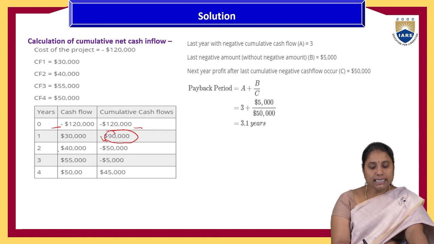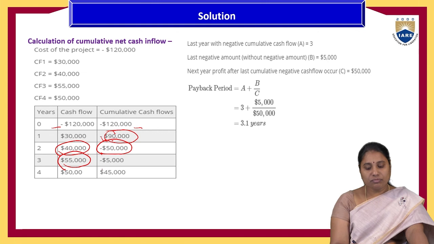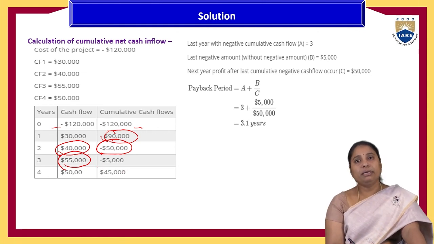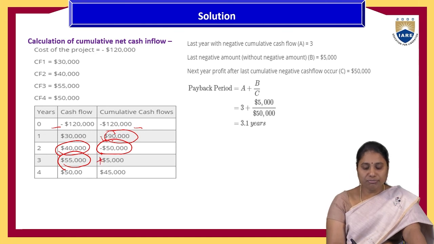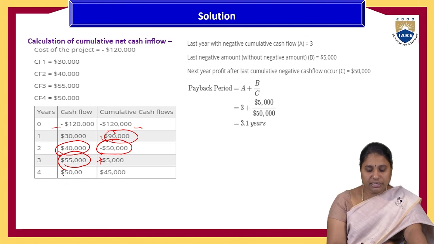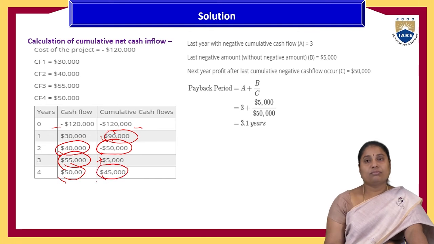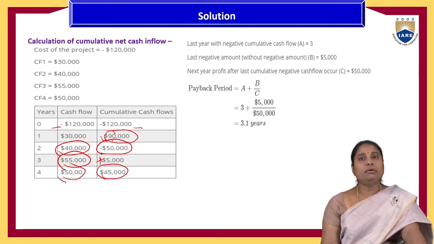Then in the second year they get 40,000 as a return, so 90,000 minus 40,000 becomes 50,000. It is still a negative balance, minus 50,000. In the third year they get 55,000, so it becomes plus 5,000, because minus 50,000 has gone to plus 5,000. In the next year they get 50,000, so again it becomes 45,000. Now it has become a positive value.